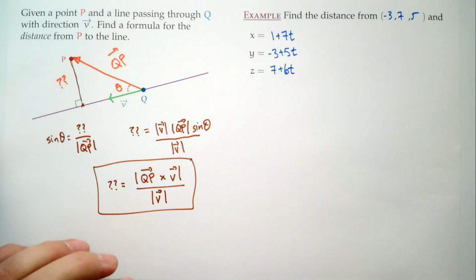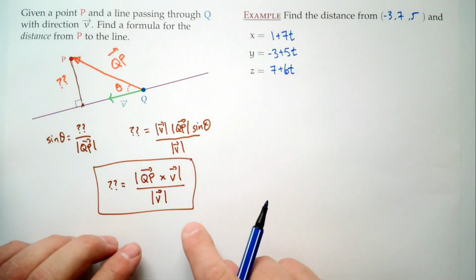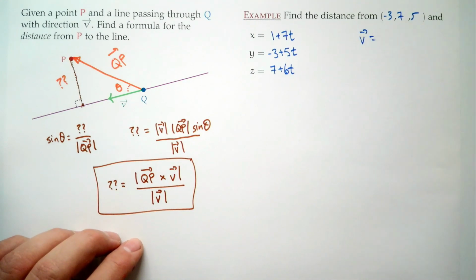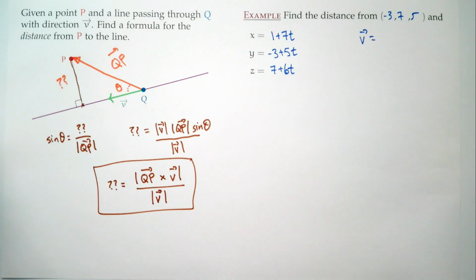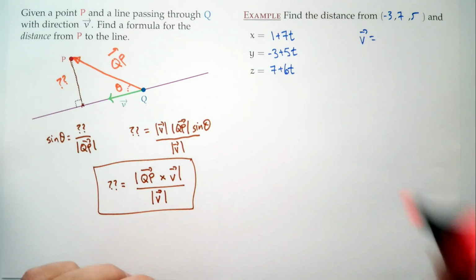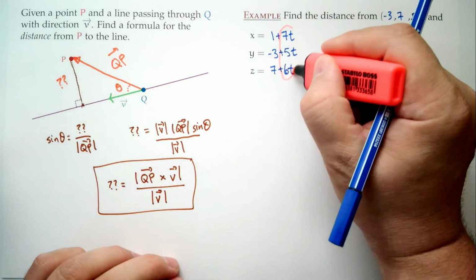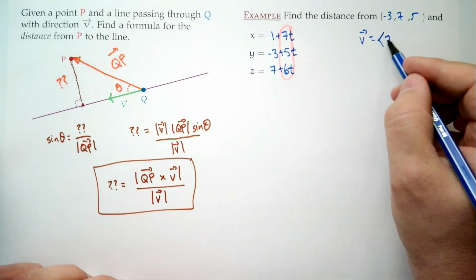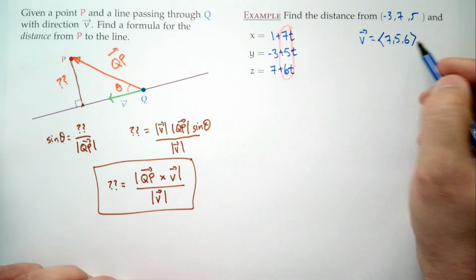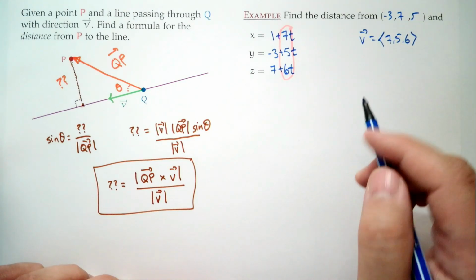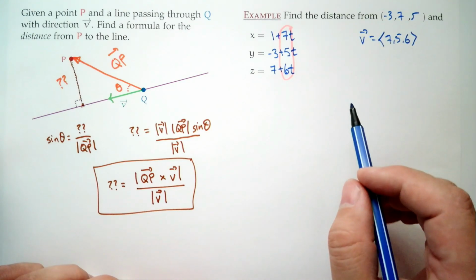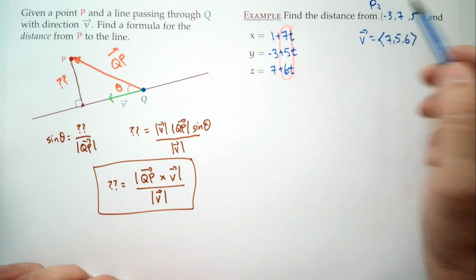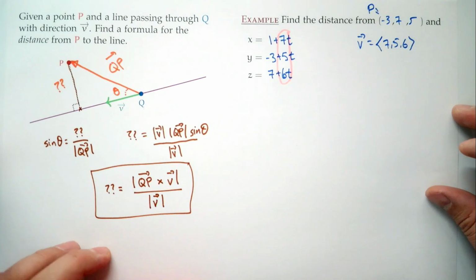So, what do we have? Well, what's the vector V? Can we read that off? Where is V at? Yeah, it's this. You read off the coefficients of t. So, V is 7, 5, 6. All right. Now, what else do we need? Well, here, this is our P, negative 3, 7, 5.